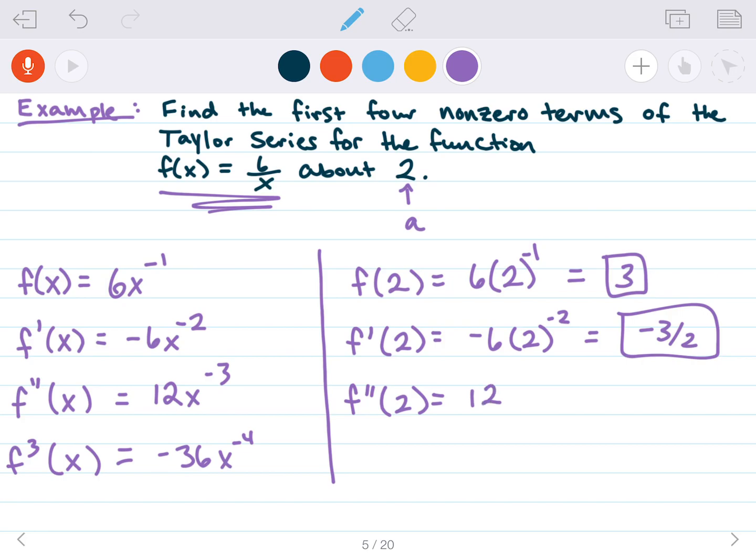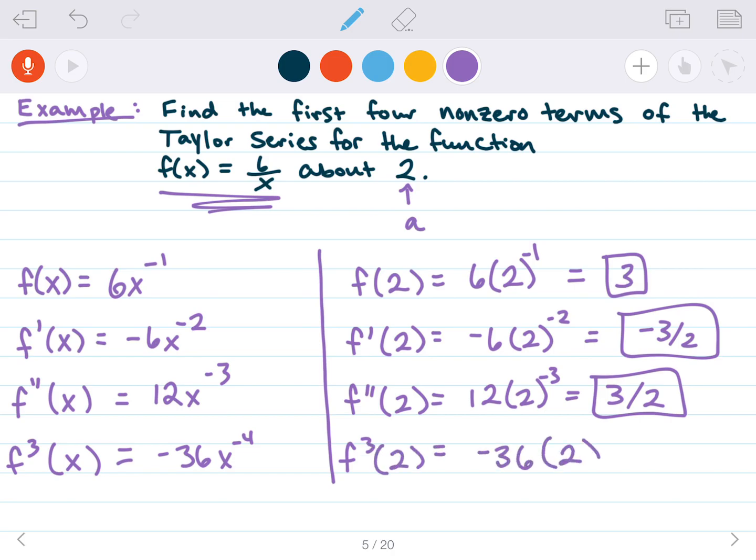We get 12 times 2 to the negative 3, and that is going to give me 3 over 2. And finally, if I plug in 2 into our third derivative, we get negative 36 times 2 to the negative 4, and that is going to give us negative 9 over 4. All right, so we got to use this in our Taylor series.